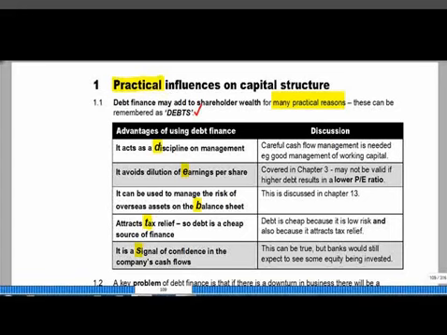If you use debt finance, then you have to manage working capital properly. If you're only using equity, you never quite have that urgency. So debt, some debt at least, can create good financial discipline.